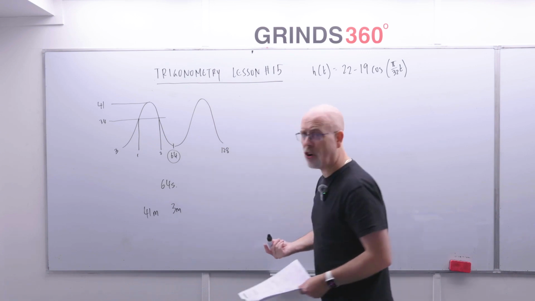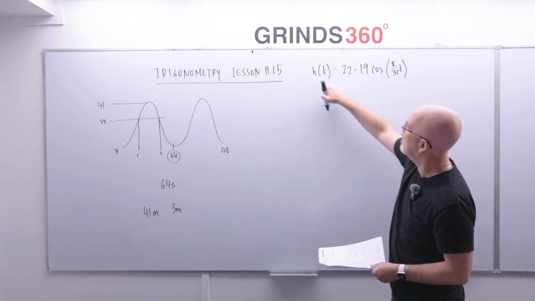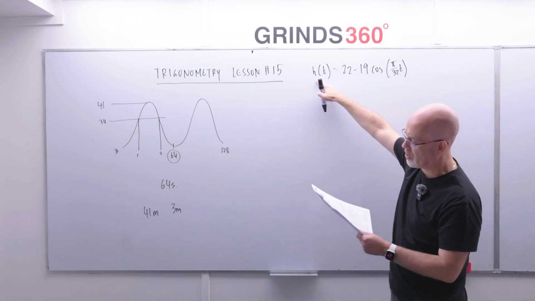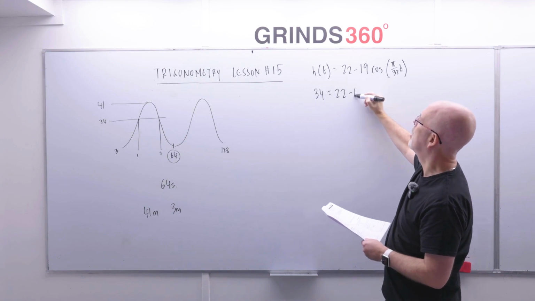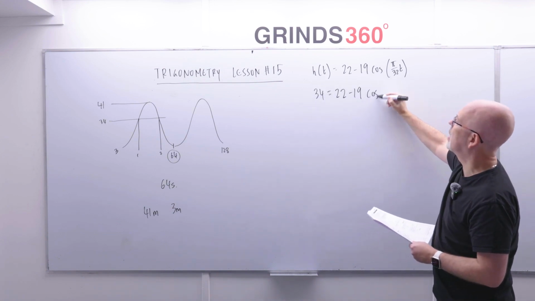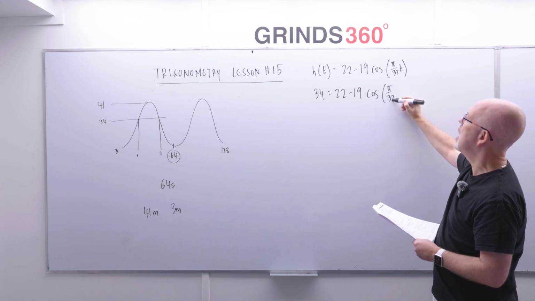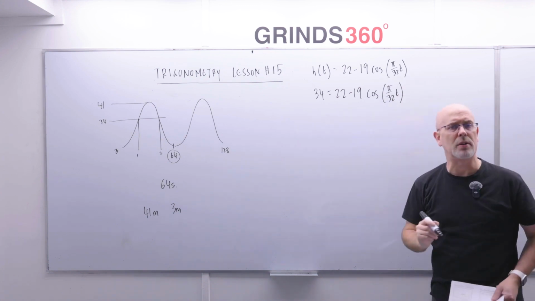Okay, so I'm going to use the formula here. Remember, this is the height here, and that's the time. So if I put the height equal to 34 and solve, I get 34 is equal to 22 minus 19 times cosine pi over 32t. And all I want to do now is find the value of t.